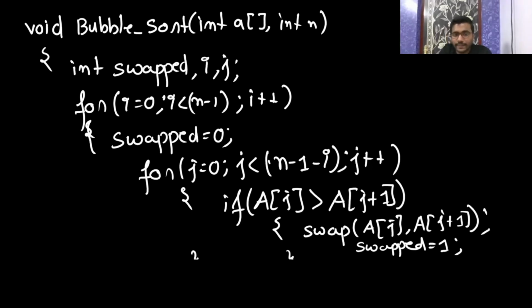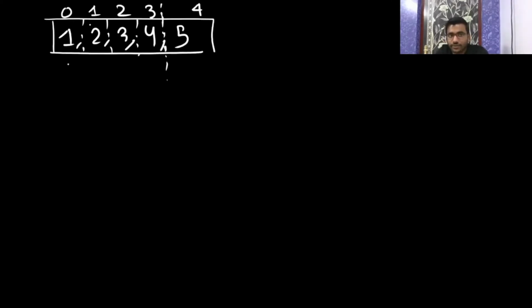This is indicating that you have done a swap, which means the array is not in sorted order. If some element is greater, only then you do the swap. So when you do a swap, it means the array is not sorted. But if in this iteration you never saw that a of j is greater than a of j plus 1, see here, the value at index 0 is not greater than the value at index 1, 1 is not greater than 2, 2 is not greater than 3.